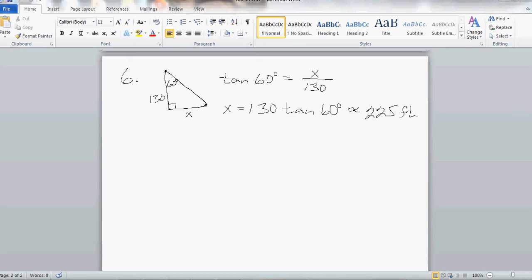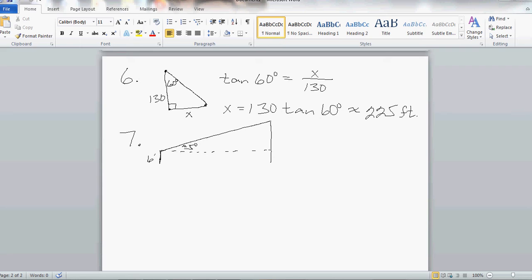Example number 7. John, whose line of sight is 6 feet above horizontal. So we've got John. This is a very lovely picture of John standing at 6 feet high. He is trying to estimate the height of a tall oak tree. He first measures the angle of elevation from where he is standing to be 35 degrees, which means this angle right here will be 35 degrees.